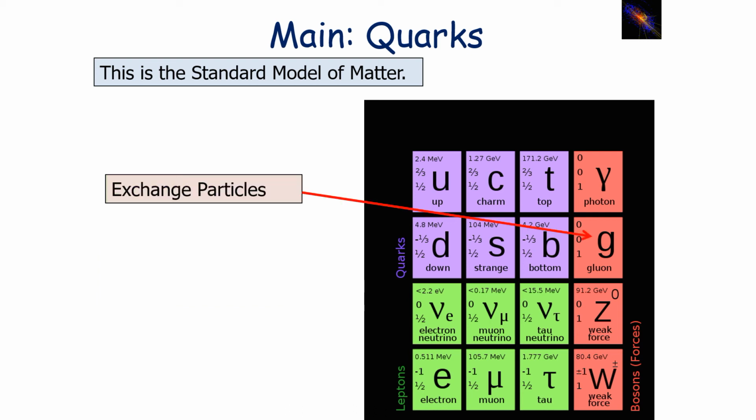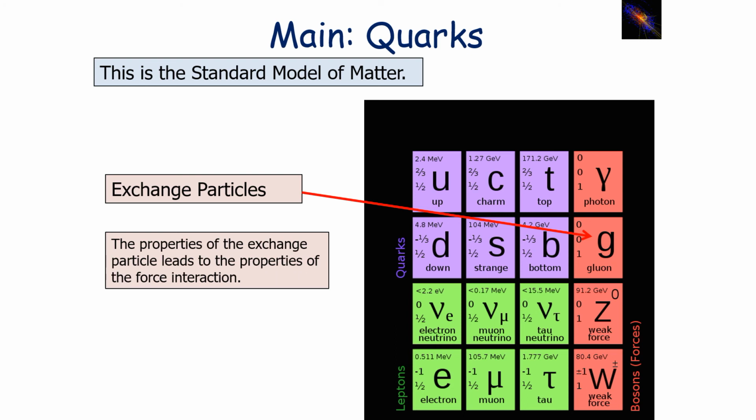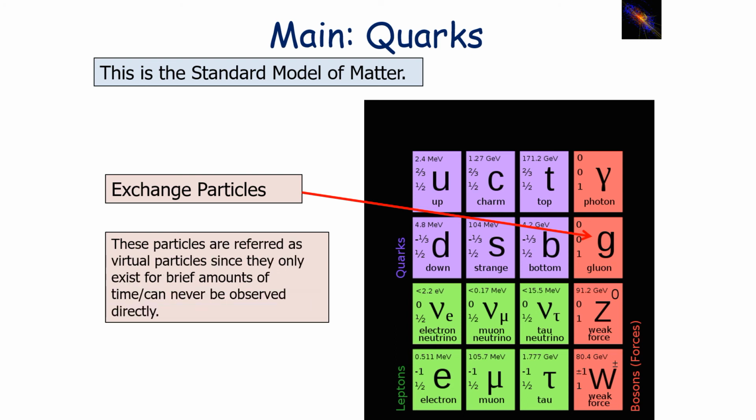You've got your exchange particles, which mediate a force, energy and momentum in the universe, and the properties of the exchange particle lead to the properties of the force interaction. Now these particles are referred to as virtual particles since they only exist for brief amounts of time and can never be observed directly.